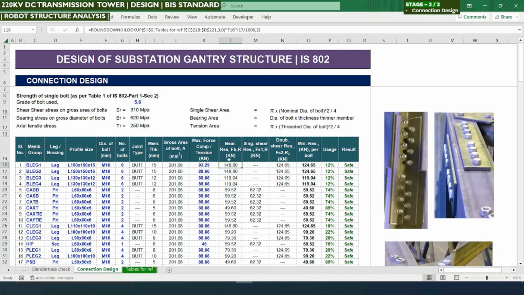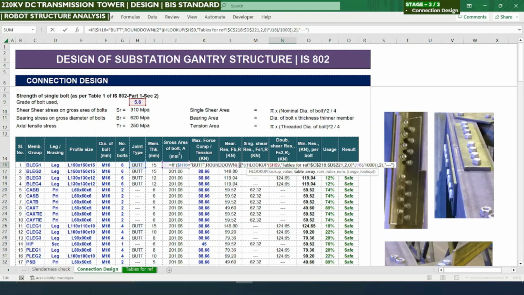So this is the bearing calculation. Next one is single shear, which is not applicable for the main leg or leg member which has a splice connection where both the flanges are connected, so there must be double shear alone. So we need to calculate the double shear. For a butt connection, double shear is applicable.